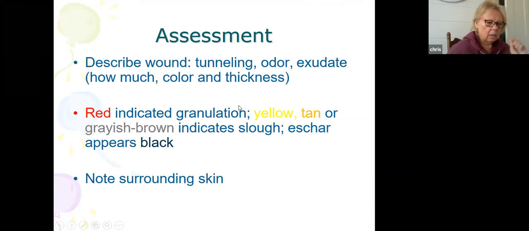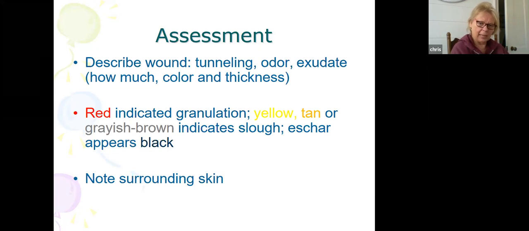Okay. So you're going to describe the wound. And we're describing the wound to say, what does it look like? Does it tunnel? How big is it? Does it smell? Is there exudate? And if there is, how much? Is it thick? Is it thin? Is it watery? Red will indicate that the tissue is being granulated, so it's healing.